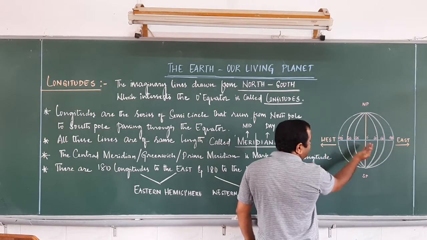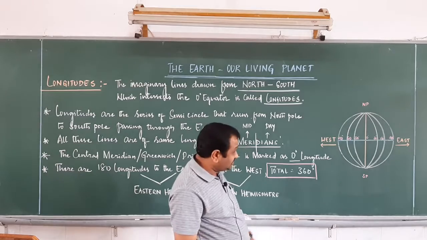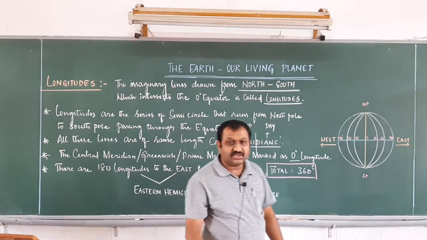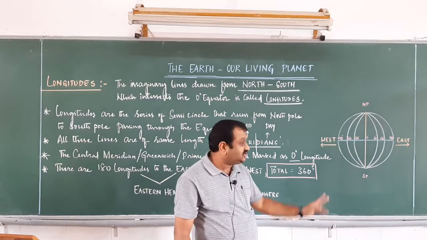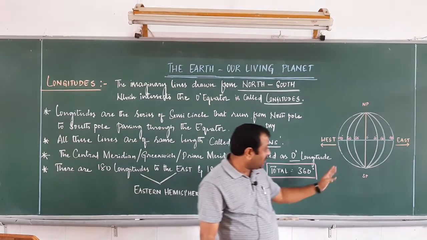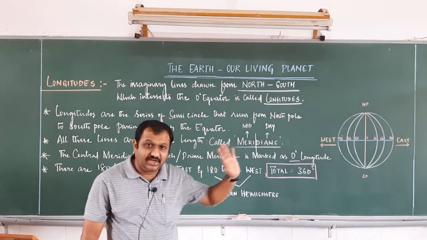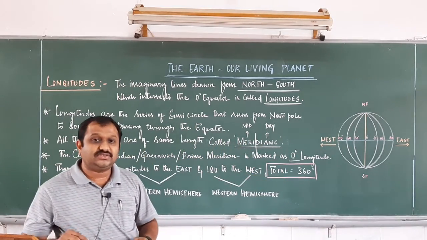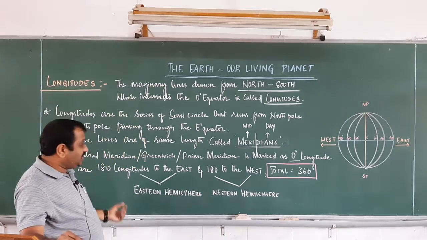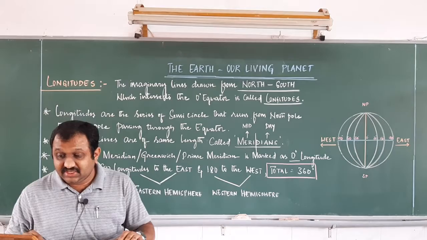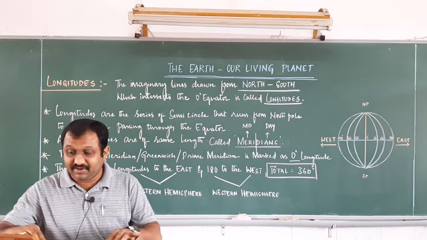The western part we call as the western hemisphere. Just like how we have taken northern hemisphere and southern hemisphere while discussing the topic of latitudes, coming to the longitudes, we have the eastern hemisphere and the western hemisphere. 180 degrees east we call the eastern hemisphere, 180 degrees west we call the western hemisphere. So these are the points to keep in mind, dear students.